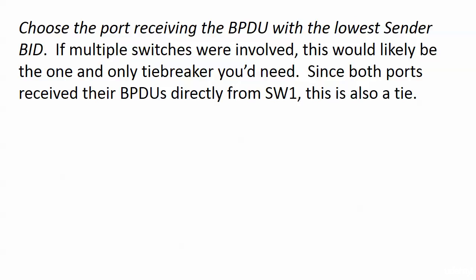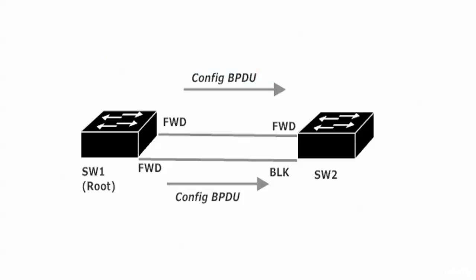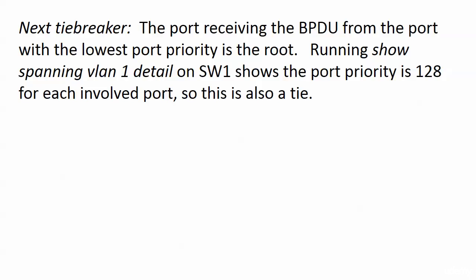Well, thing is, again, if we had multiple switches involved, then this would be the only tiebreaker we need. If the first criteria didn't do it, this one definitely would. Thing is, since they're both connected to switch 1 and both ports are getting BPDUs directly from switch 1, this is a tie because, of course, the sender BID is going to be the exact same value. So this is what we've got going on right now. We've got these config BPDUs coming across. We still need a tiebreaker to pick the root.